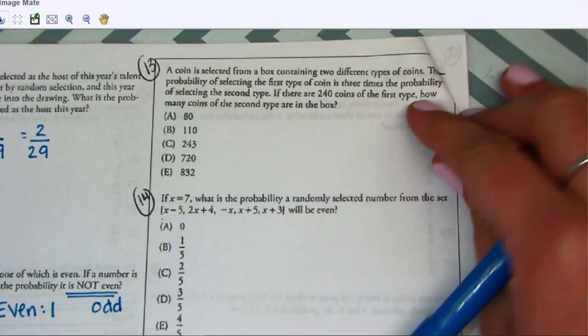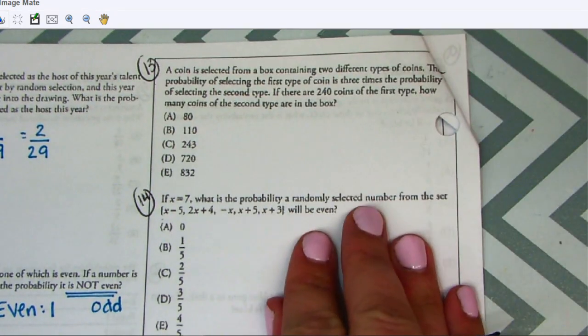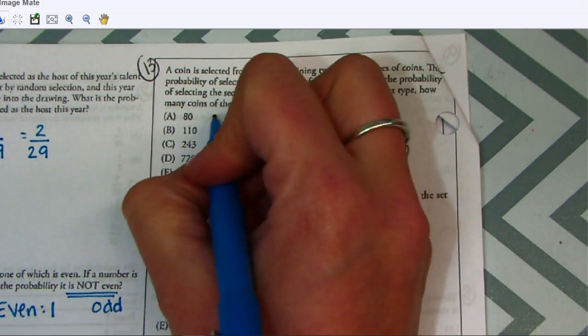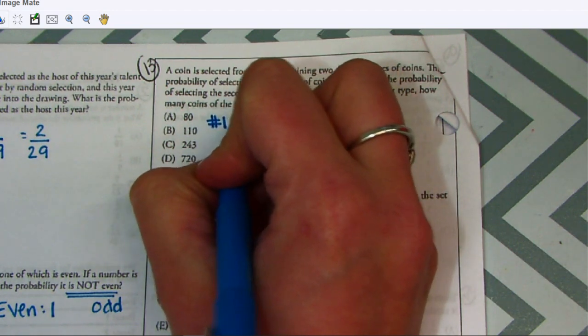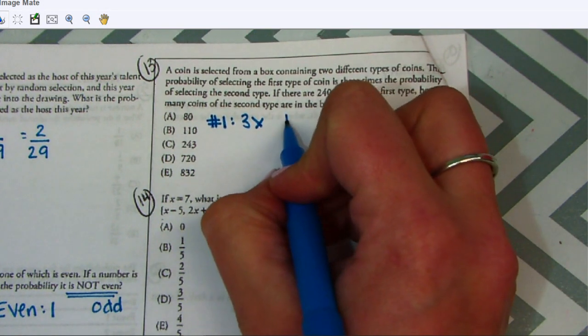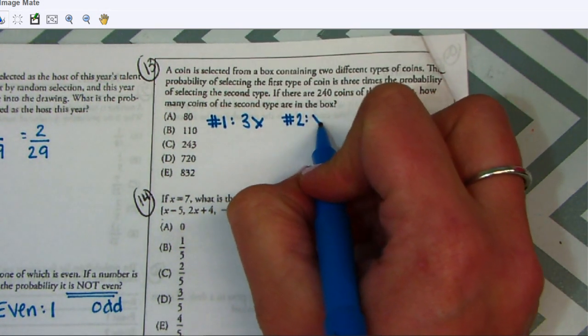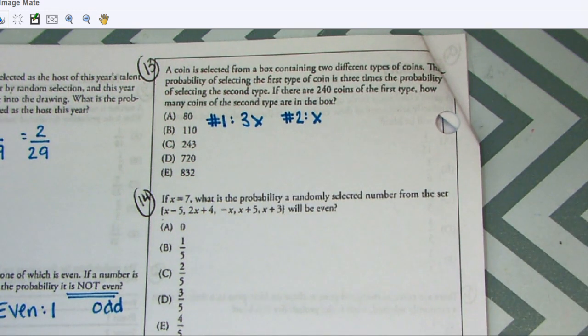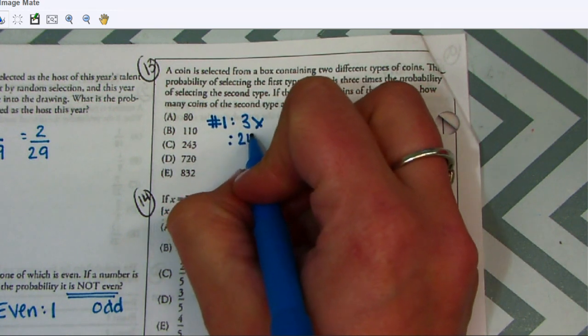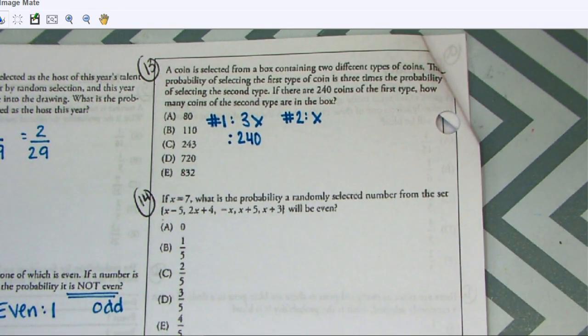Number 13, a coin is selected from a box containing 2 different types of coins. The probability of selecting the first type of coin, coin number 1, is 3 times the probability of selecting coin number 2. So coin number 2 just has a random x. Coin number 1, I have 3 times the probability of picking that one. It says there are 240 coins of the first type. There are 240 coins of coin number 1. How many coins in the box are the second?